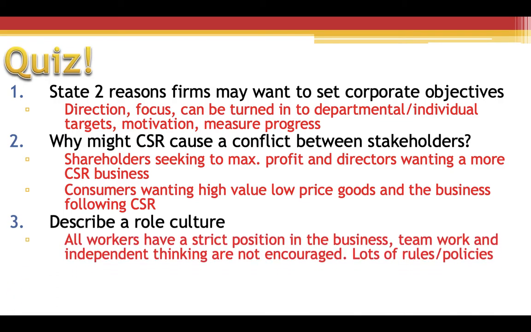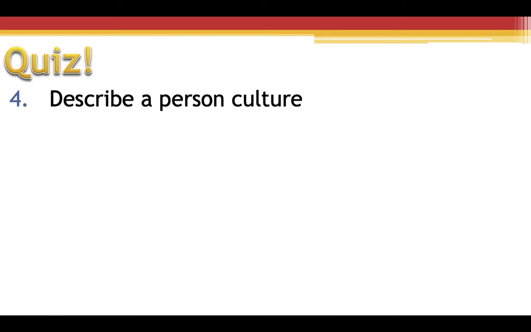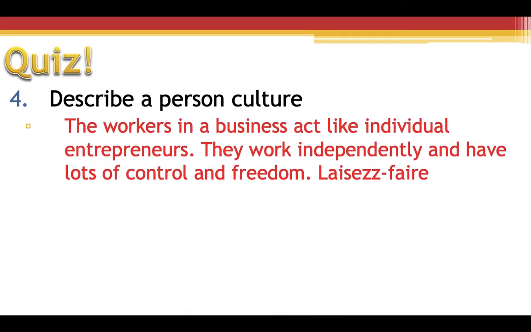3. Describe a role culture. All workers have a very strict position in the business. Teamwork and independent thinking are not encouraged. It's highly bureaucratic. There are lots of rules and policies. Okay, 4, a person culture. The workers in the business are like individual entrepreneurs. They work independently and have lots of control and freedom. A laissez-faire leadership style will be present.